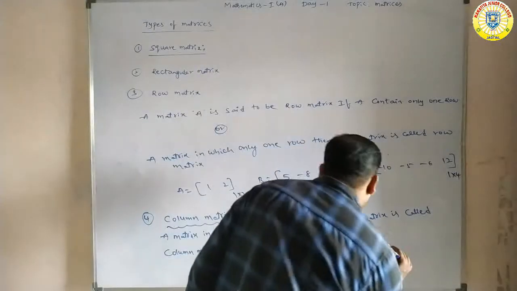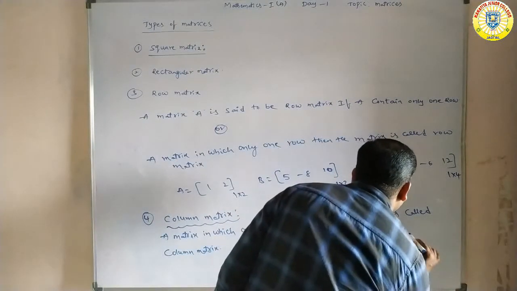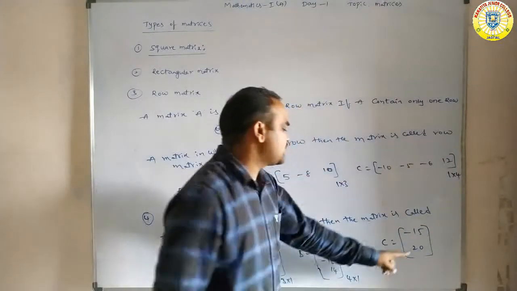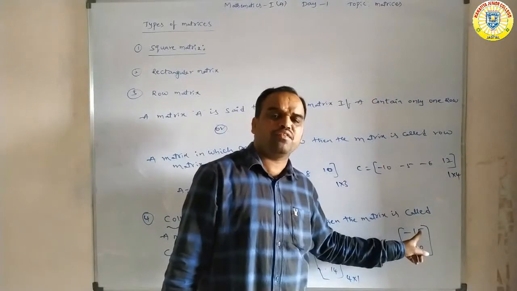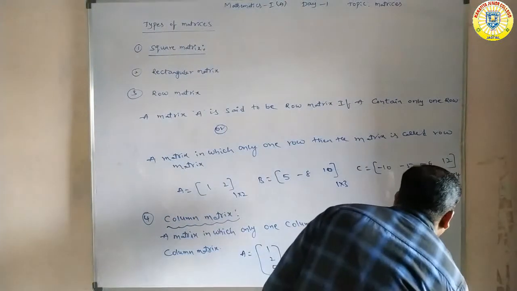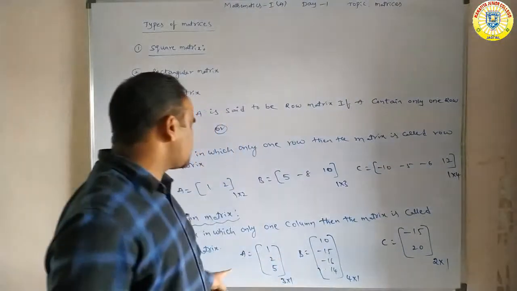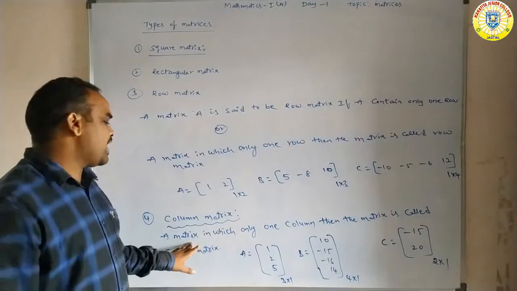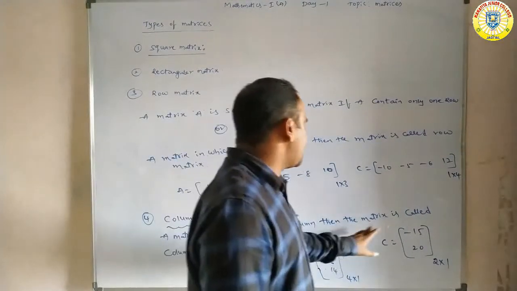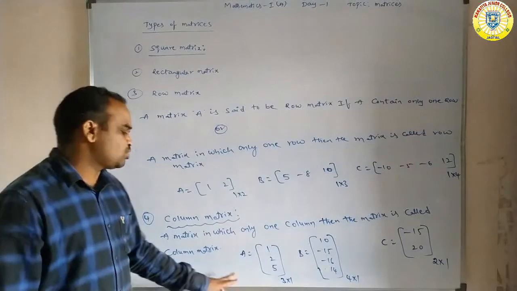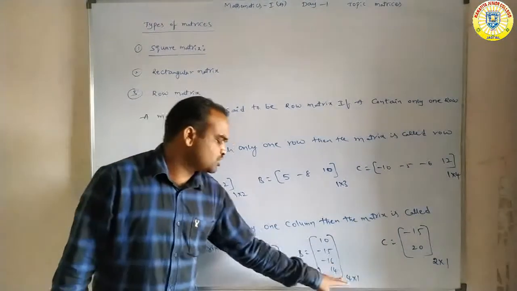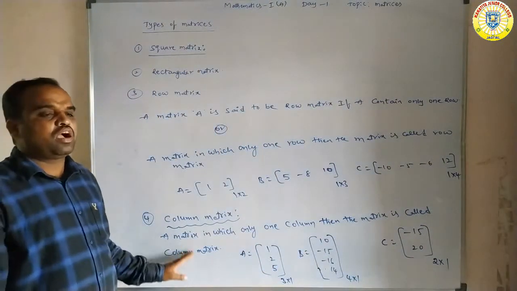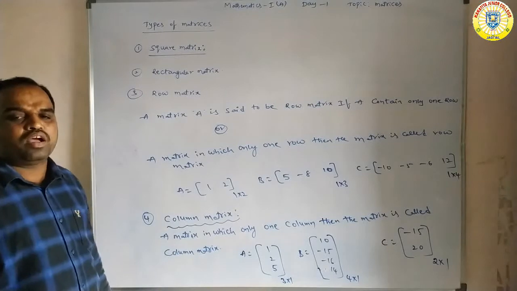Here C is equal to minus 15, 20. How many rows are there? 2 rows. How many columns? 1 column. So in all these matrices there is only 1 column. What is the column matrix definition? A matrix in which there is only 1 column, then the matrix is called a column matrix. These matrices are called column matrices. Now all of you read this.